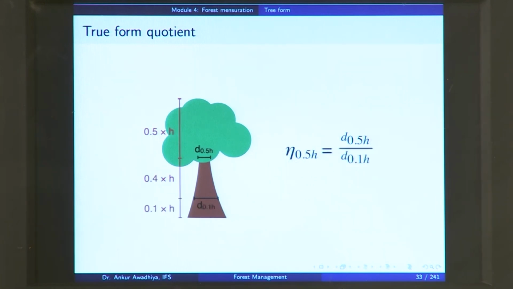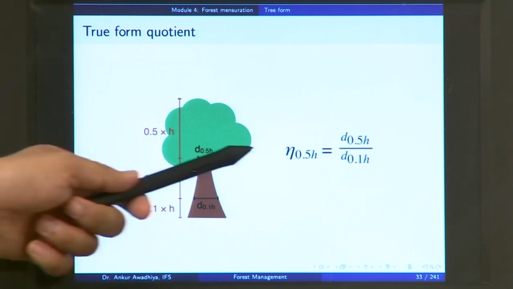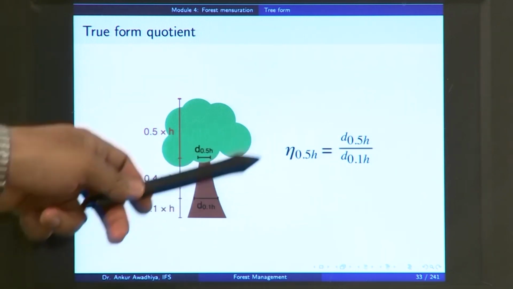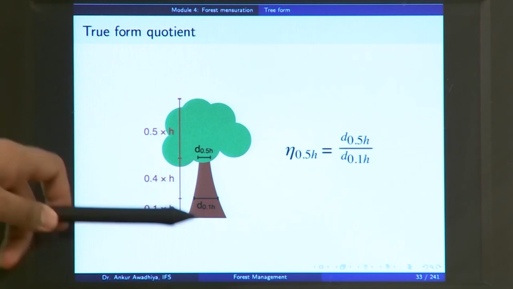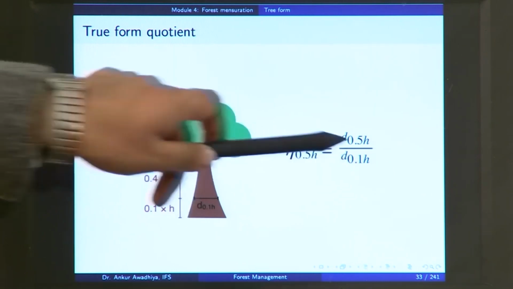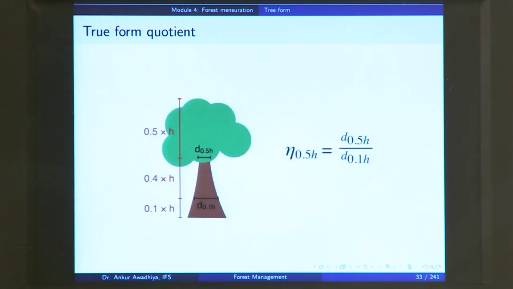And we also have the true form quotient, that is given by eta, and eta is given as diameter at 50% height divided by diameter at 10% of height. So, in this case we are not using the breast height, which is an artificial value, and we are normalizing it for any tree as 10% of the height. So, you measure diameter at 10% of the height, you measure diameter at 50% of the height, and diameter at 50% height divided by diameter at 10% height will give you the true form quotient.